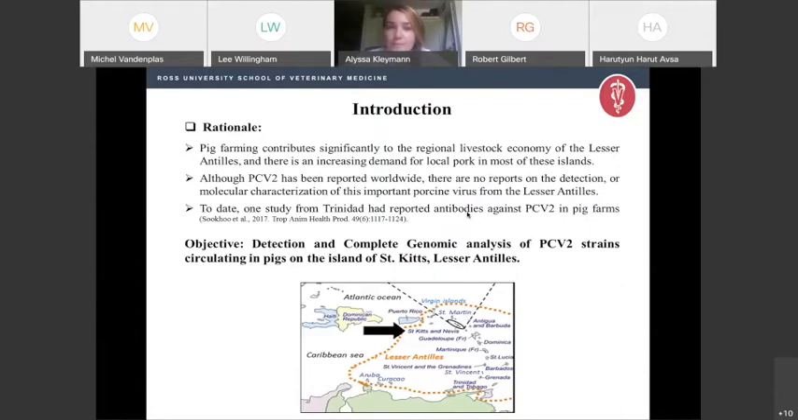To date, with a PubMed search, one study from Trinidad reported antibodies against PCV2 in pig farms. So that was the objective of this chapter: to detect and completely analyze the genome of PCV2 strains circulating here in the pigs on St. Kitts.